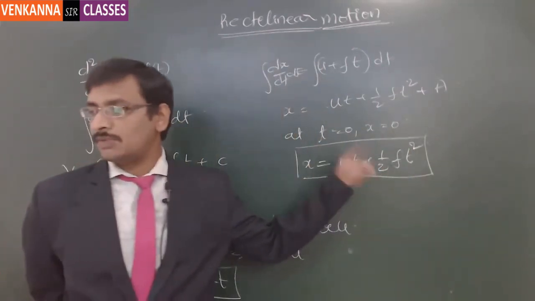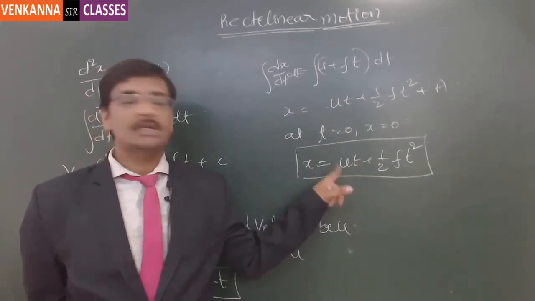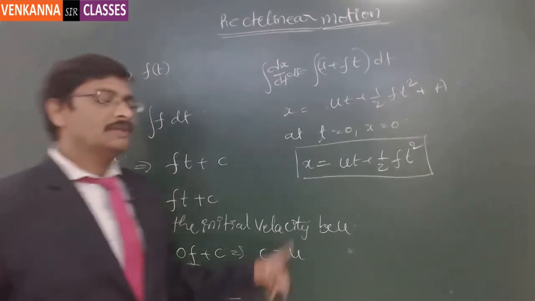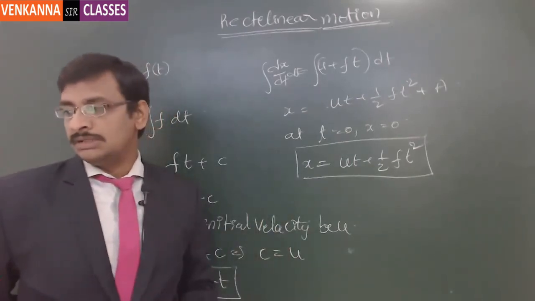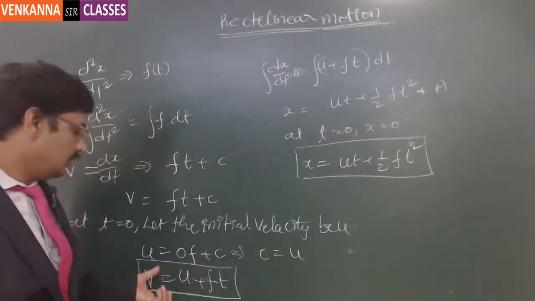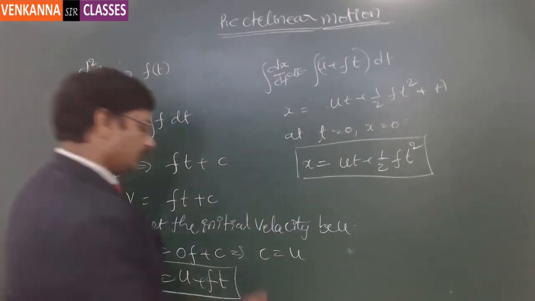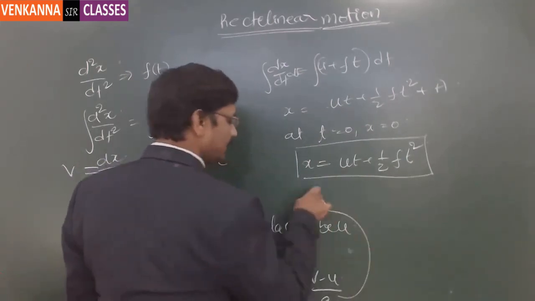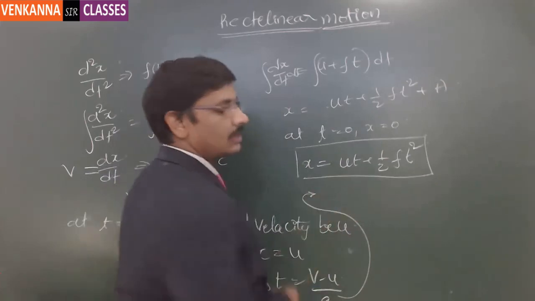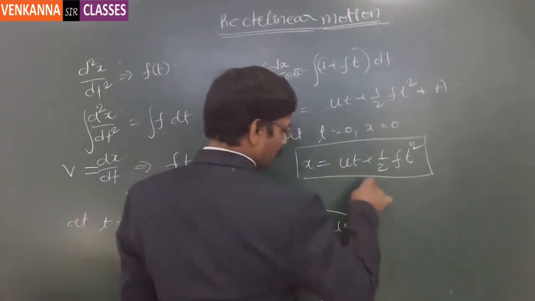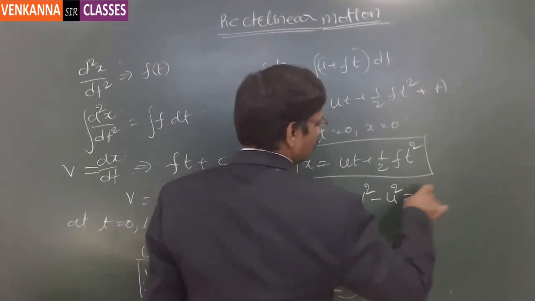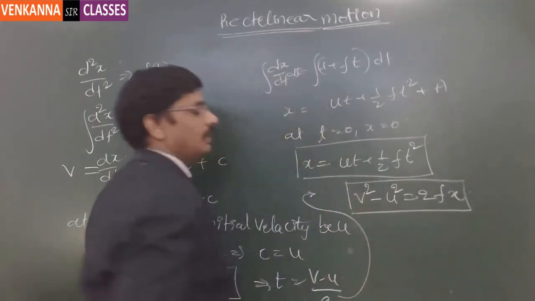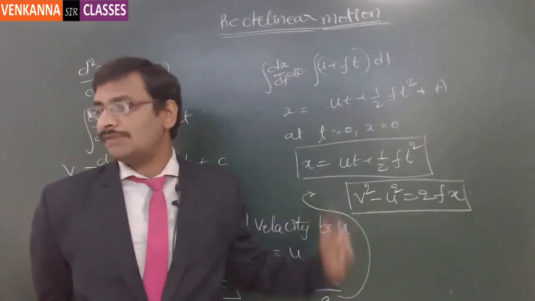So at any instant of time, you can find the displacement with the help of this, and the velocity with the help of the other equation, if the acceleration is constant. Got it? From this we can prove that t is equal to v minus u by a. Now if you replace it here, you get v square minus u square is equal to 2fx. This is another relation, which relates the displacement and the velocities.